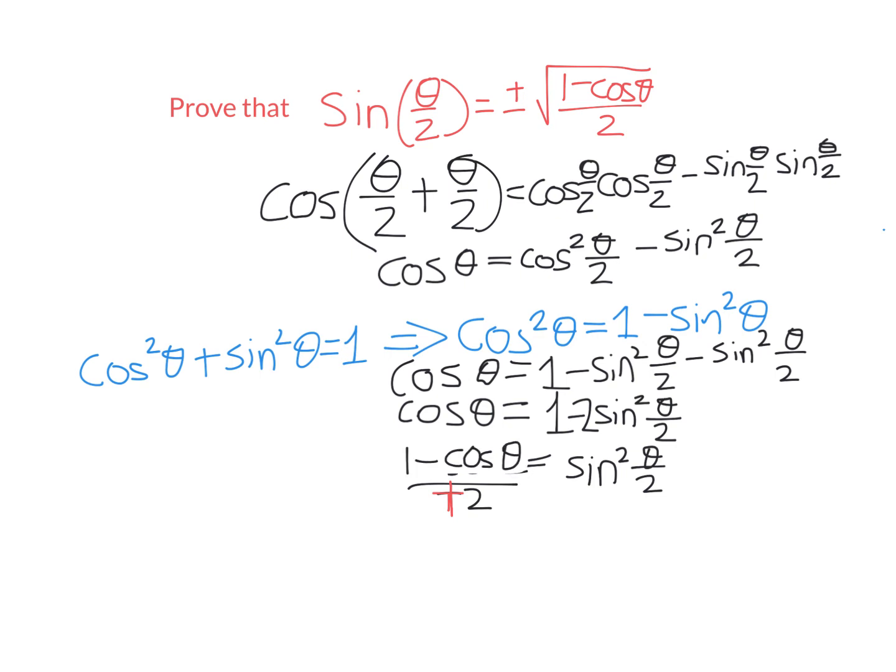So now I have to undo squaring, because I don't want to square my answer, by square rooting both sides. And so I have to account for the fact that the answer could be positive or negative, but other than that, I've proved what I set out to. So this formula is saying sine theta on 2, sometimes it's the positive square root of 1 minus cos theta on 2, sometimes it's the negative square root of 1 minus cos theta on 2. Of course, this depends on which quadrant theta and theta on 2 are in.